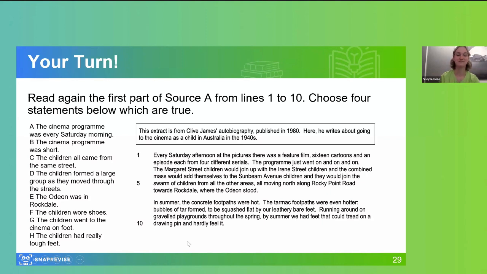Yes, exactly. So it is true. Again, next to the bare feet, it says leathery. So again, leathery has connotations of being really tough. So yes, the children had really tough feet.